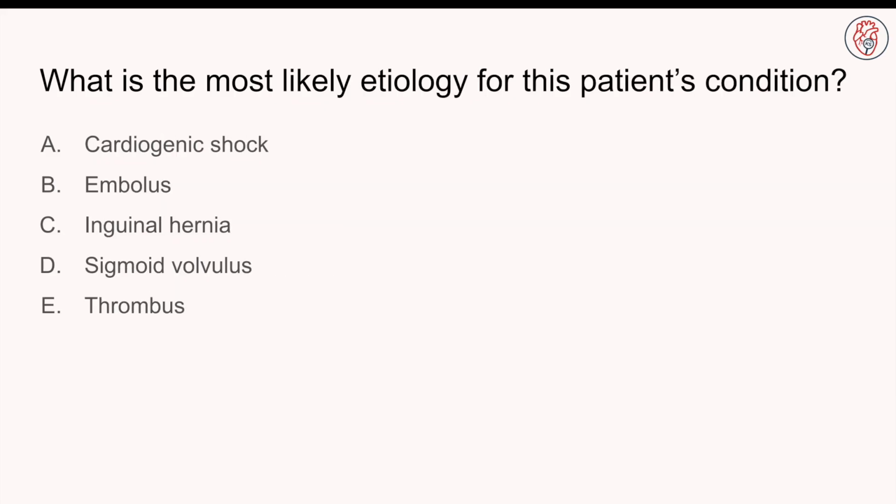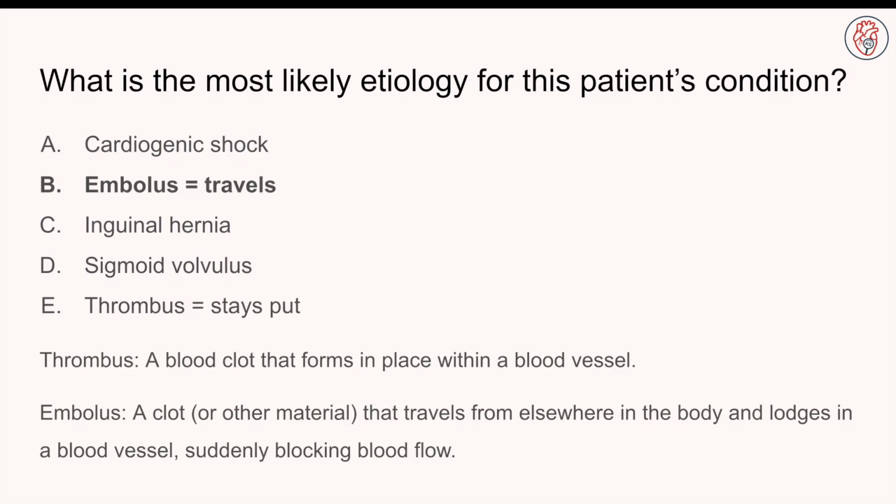Okay, next part. What is the most likely etiology for this patient's condition? Remember, we had that older gentleman, he had sudden right arm weakness. All right, hopefully you got embolus. We know an embolus is something that travels and a thrombus is something that stays put. And this is often a point of confusion, especially as you're learning it. So just to be very clear, thrombus: a blood clot forms in place within a blood vessel. Our classic example for this, we're always worried about it in the hospital, is your DVT, or deep vein thrombosis. That is in your leg, it is a clot and it is staying there.